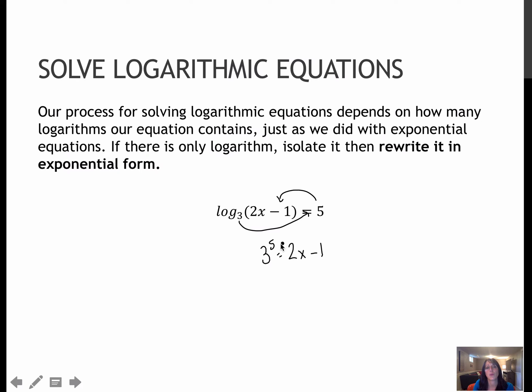3 to the 5th would be 3 times 3 times 3, etc. And that would give me 243 equals 2x minus 1. I'd add 1 to each side. I would divide by 2 on each side, and that would be my value for x. So very, very simple. When it's written like this, just use the swirly method.